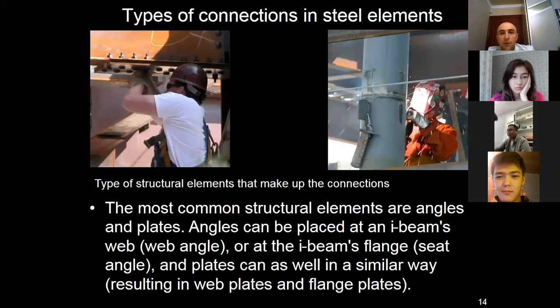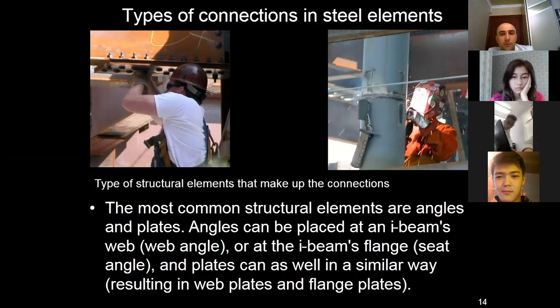So the type of structural elements that make up a steel connection is a common classification. There are many different types of structural elements. They can be divided into various placements, which results in many different connection types.